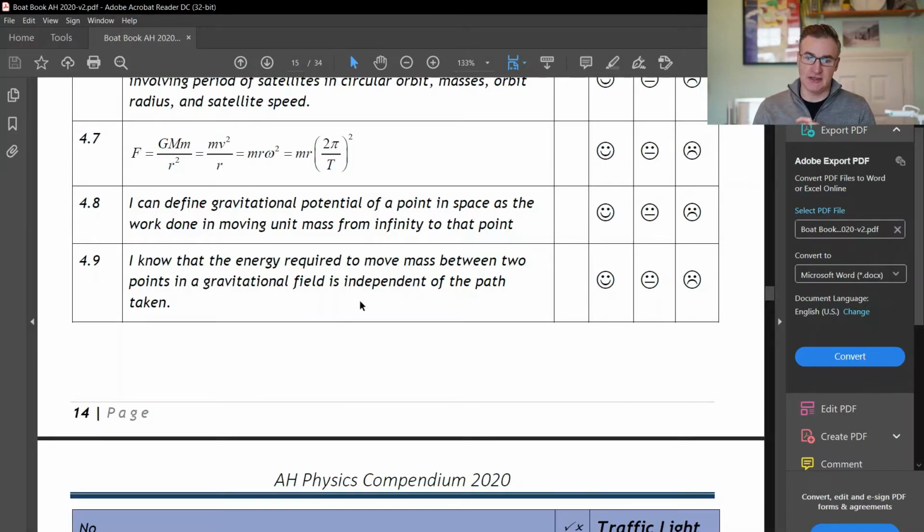4.9, the energy required to move a mass between 2 points in a gravitational field is independent of the path taken. Well, this is the same as in an electric field, and we had a word for this. This was conservative field, so you should know that, and I know we discussed this in some depth when we were in class last year.